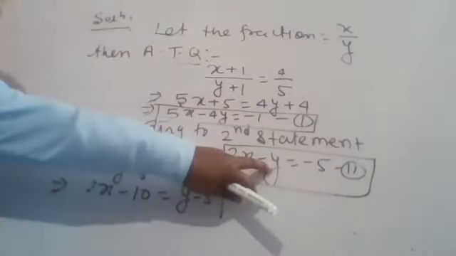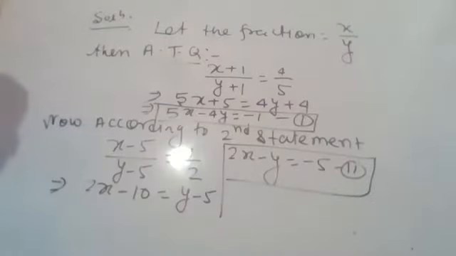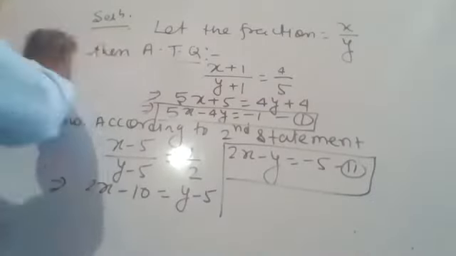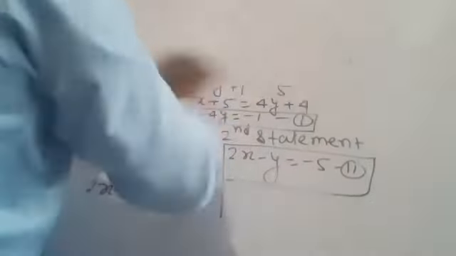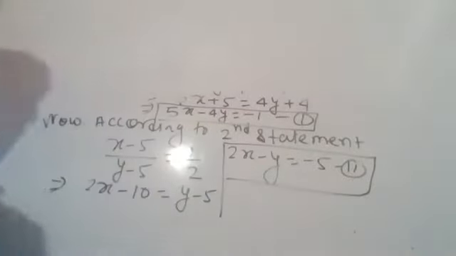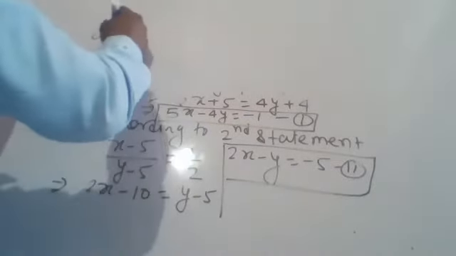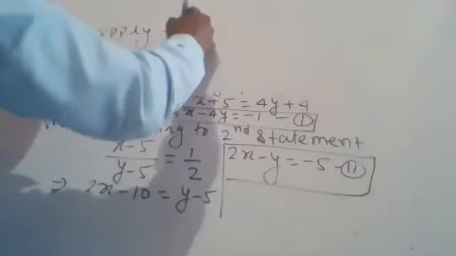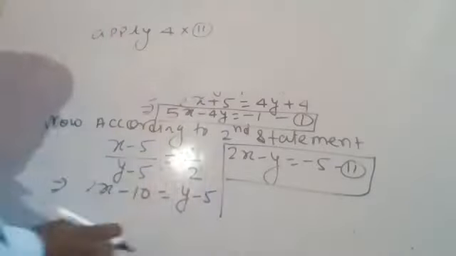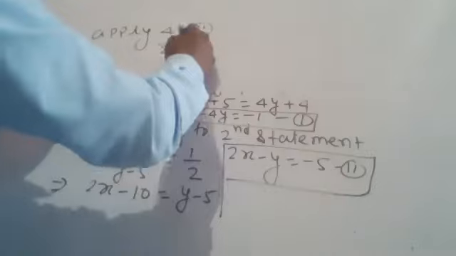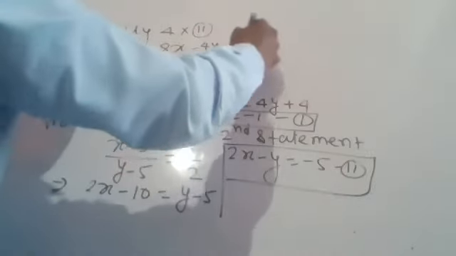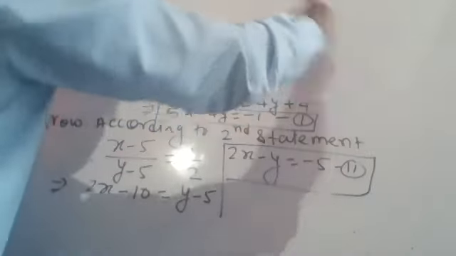To eliminate y, what do we have to do? We have to multiply by 4 in equation number 2. Okay, everyone? So just write down and apply 4 into equation number 2. When we multiply by 4 in equation number 2, we get 8x minus 4y equals minus 20. This is equation number 2.